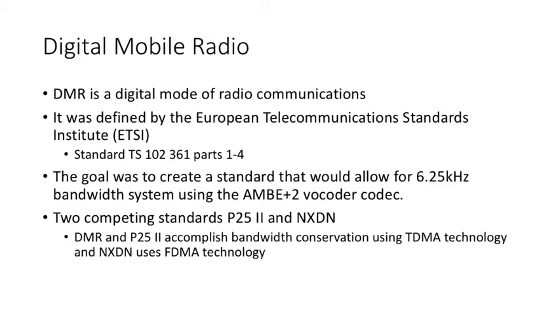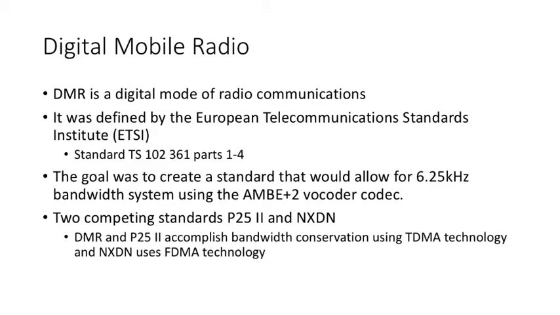The idea here was that a normal analog voice channel uses 25 kilohertz of bandwidth. So whenever the commercial market started going towards narrowband, which is where DMR started, they said, okay, we want to bring that down to the 6.25 kilohertz bandwidth per channel.